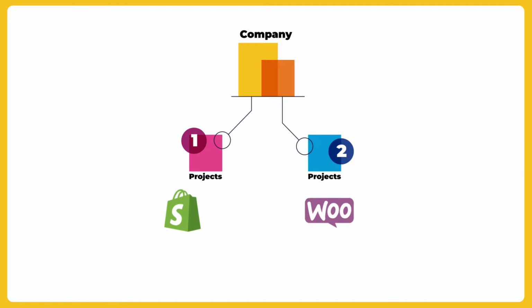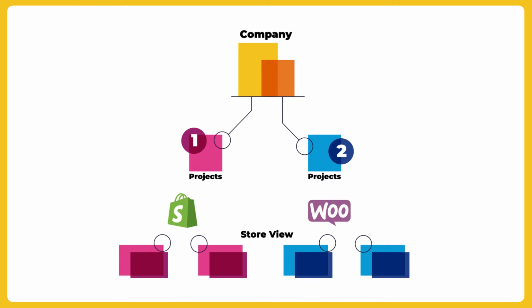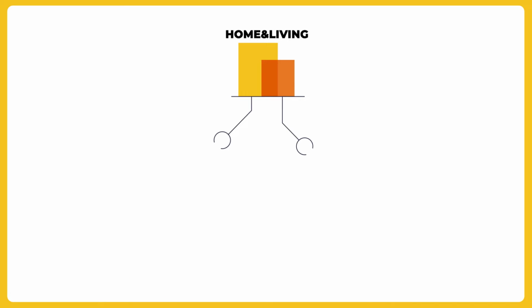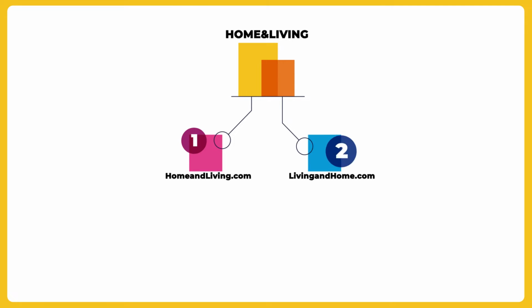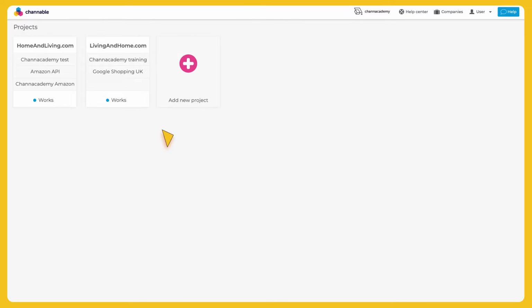For example, if you have multiple web shops or store views from your e-commerce platform, or when you advertise in different countries, you can use multiple projects. Let's say that you own, for example, a company for home and living products. For this company, you own two domains, homeandliving.com and livingandhome.com. Both run on their own e-commerce platform, in which you handle orders, create invoices, and manage your products. In Channable, you would create a company in which you have two projects, one for the import from homeandliving.com and one for livingandhome.com. You could even divide this further when both platforms are available in multiple languages.